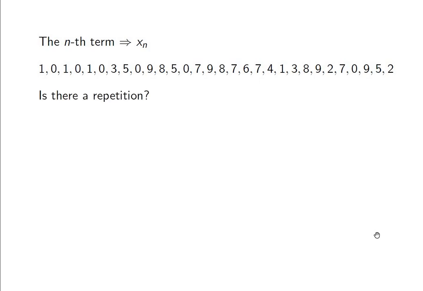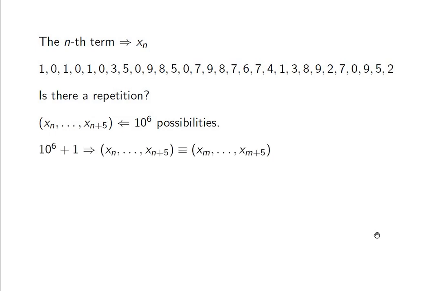But is there a repetition? Is it reasonable to expect it to have a pattern? And the answer is, in fact, yes. Because if you look at 6 consecutive terms of this sequence, there are 10 to the power of 6 possibilities. Each of the terms has 10 possibilities, 0 through 9. What does that mean? It means if you look at 10 to the power of 6 plus 1 6-tuples, 2 of them would be the same, which means after that point there would be a repetition.